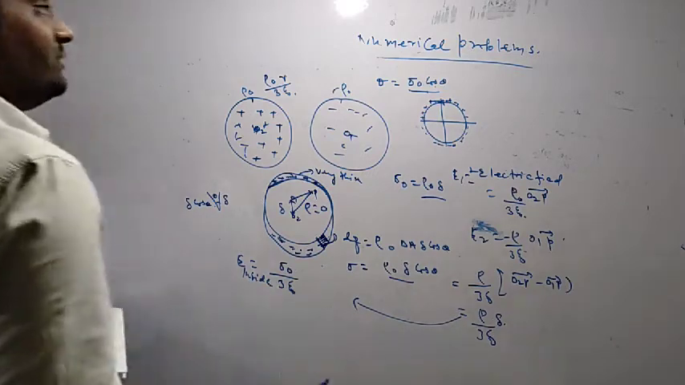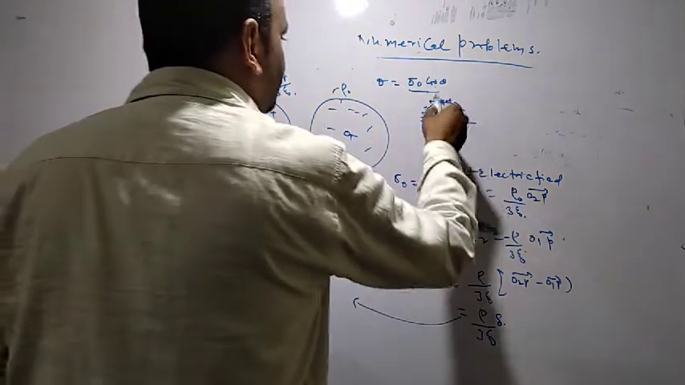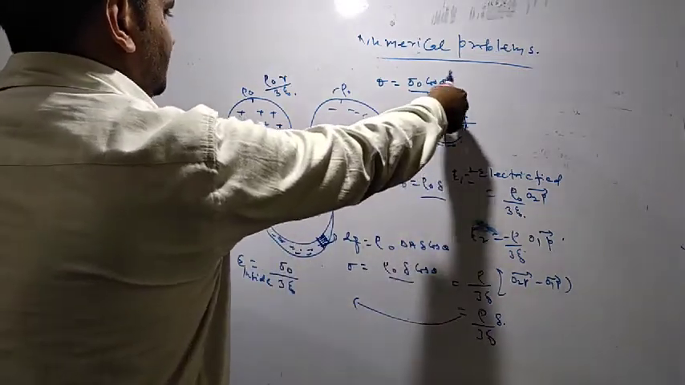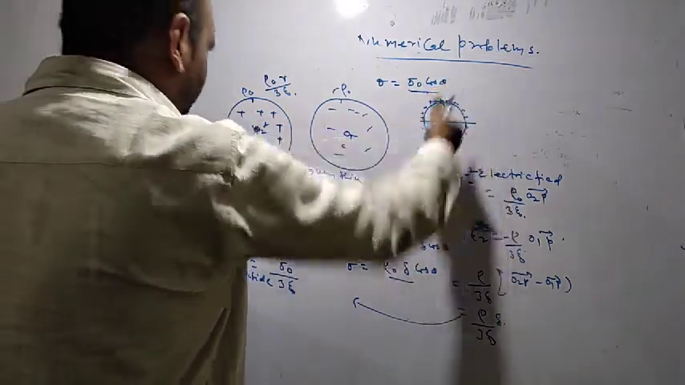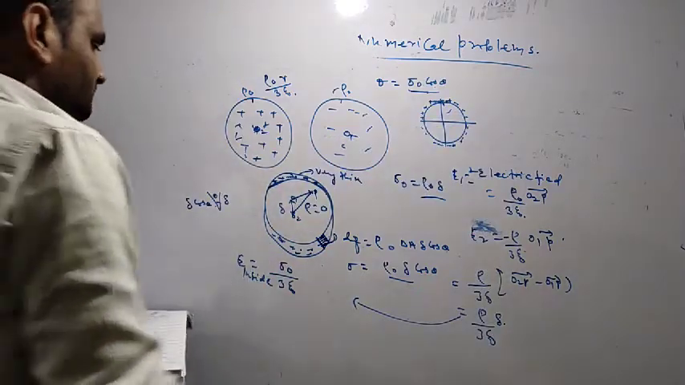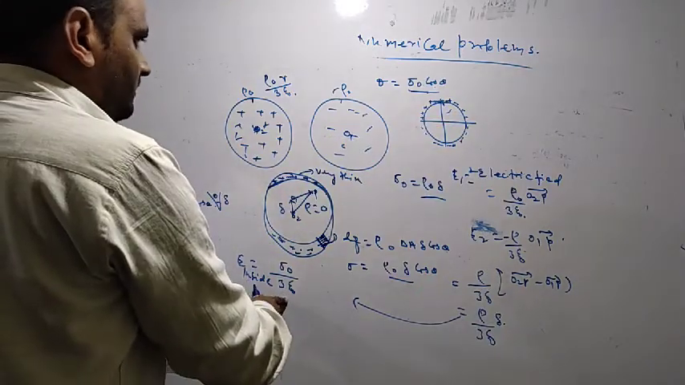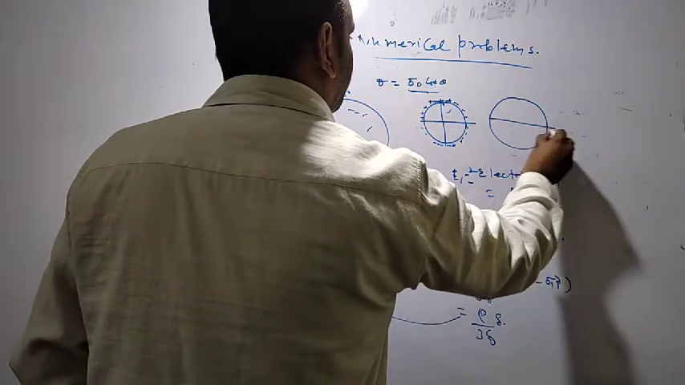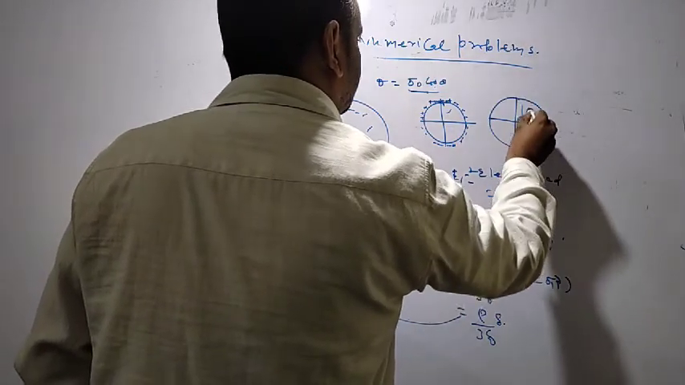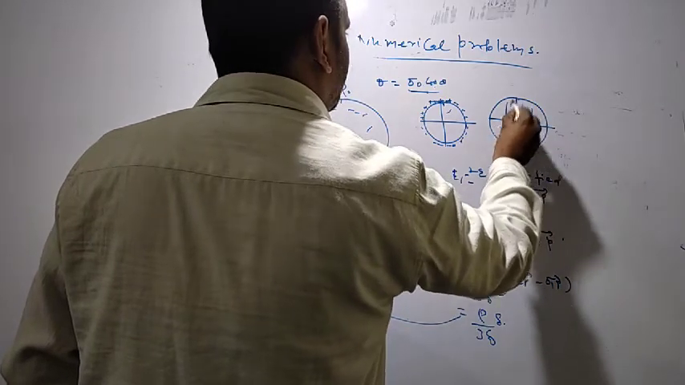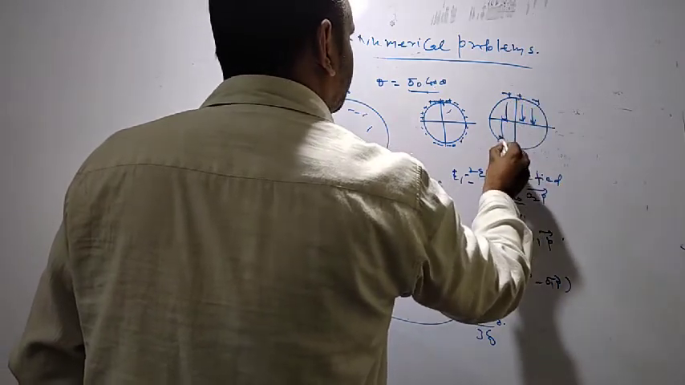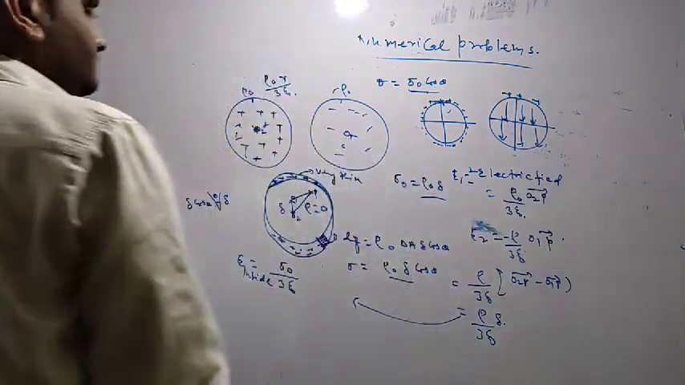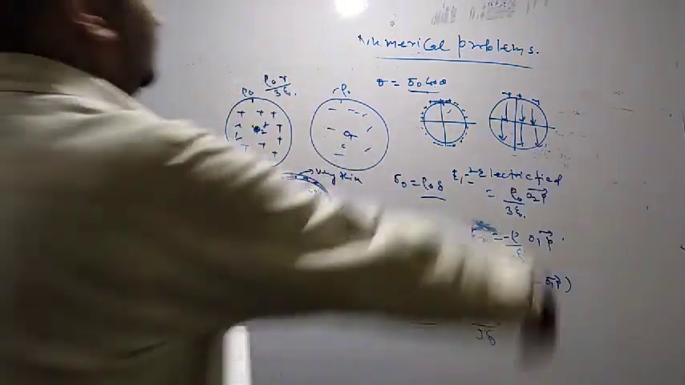Okay, when you have this asymmetric charge distribution, you can find the electric field inside this sphere is sigma naught by 3 epsilon naught, and it is going in this direction because the positive charge is like this. This is the direction of the electric field.